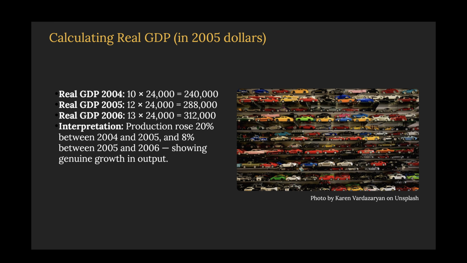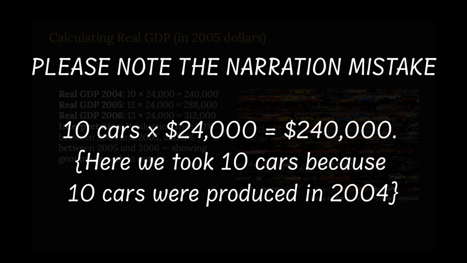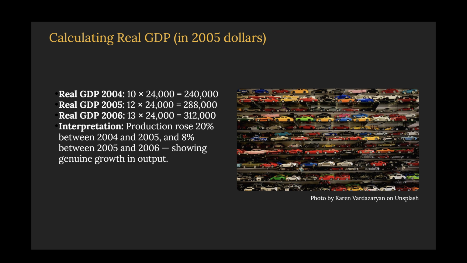Now, let's compute real GDP using the 2005 price of $24,000. So real GDP in 2004, by keeping 2005 as the base year, is 24 cars multiplied by 20,000, which is $240,000. Real GDP in 2005 is 12 cars times 24,000, which is $288,000. Here, real GDP and nominal GDP are the same because 2005 is the base year. Real GDP of 2006 in 2005 dollars is 13 cars times 24,000, which is $312,000.